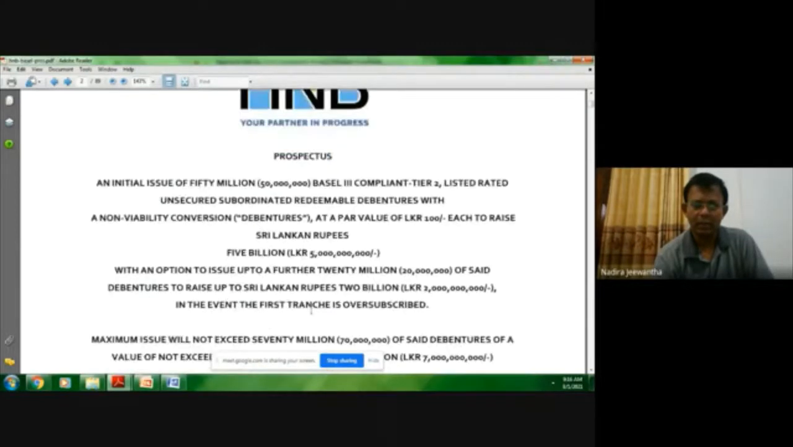Okay. Now an initial issue of 50 million, Basel III compliant Tier 2. Now remember, Basel III compliant. Now why the Basel III? Earlier there were general debentures. Now these days we have seen that financial institutions are issuing Basel III compliant debentures. If you issue this particular debenture rather than issuing shares, you can take this particular debenture amount into your capital. How do you raise capital?